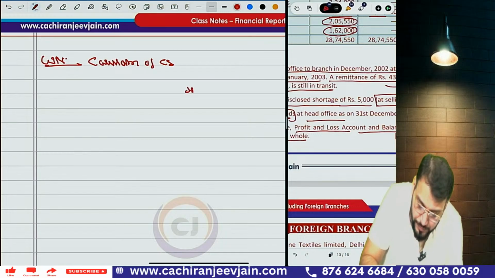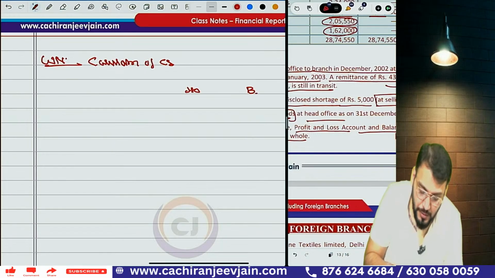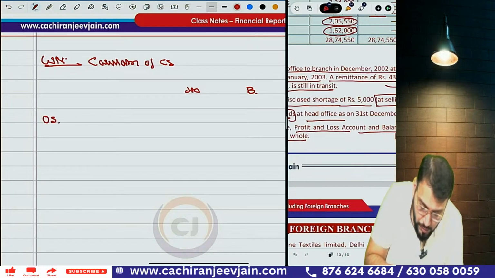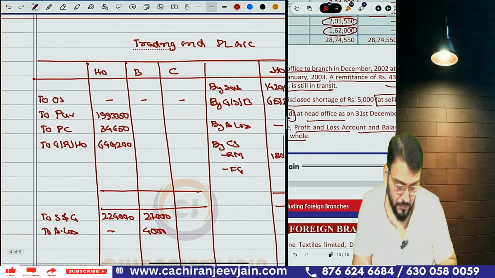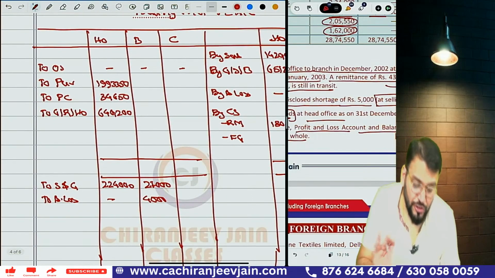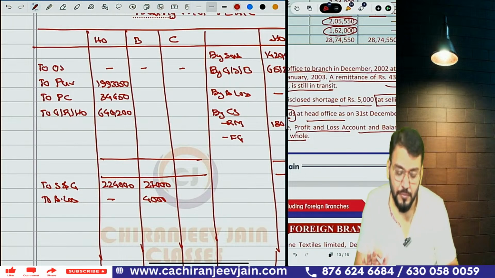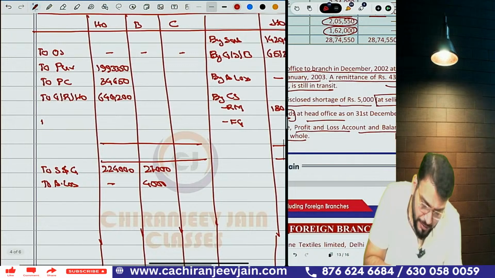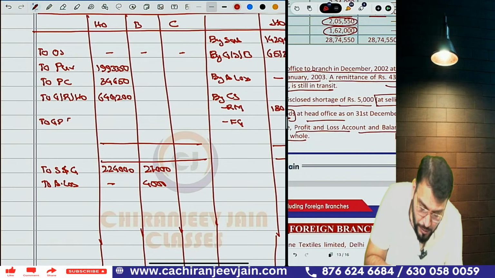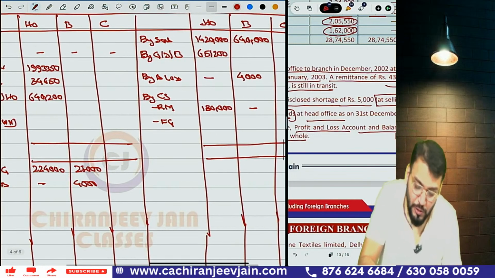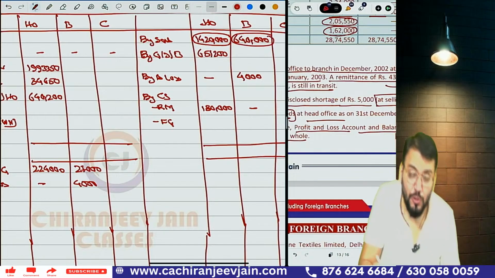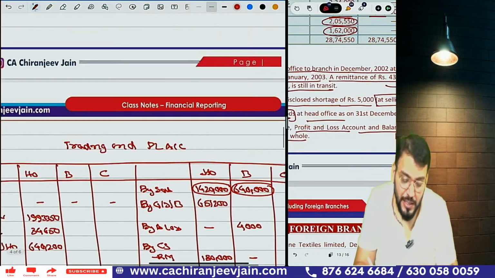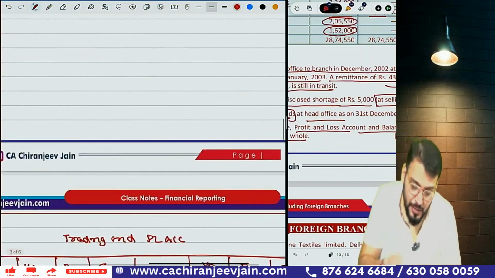This is head office. This is branch. So what is the opening stock? You can see opening stock is 0, or better I will say do it in the balancing figure. We write on to gross profit, and for that we can prepare one working note. So we know the sale price of HO and branch, and we know the profit margin also.